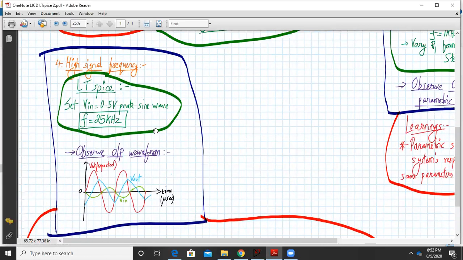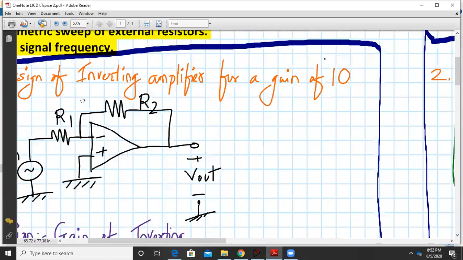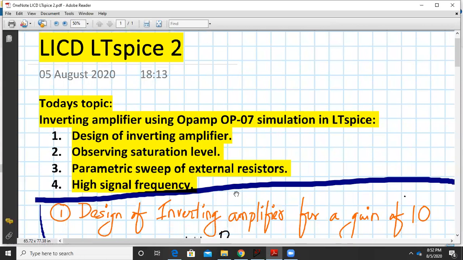And this was about the fourth phase. So we have completed the 4 phases today for the inverting amplifier. This completes today's session. Next time we'll build up another circuit using an op-amp in LTspice.